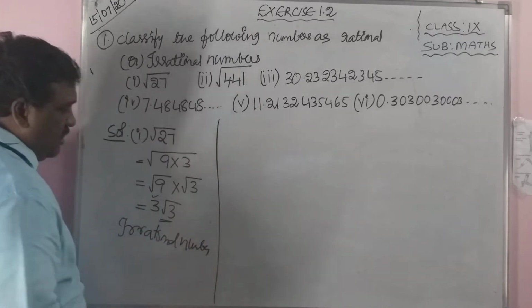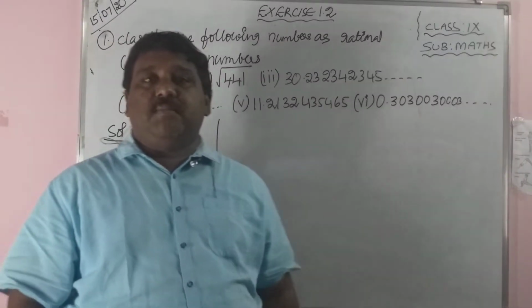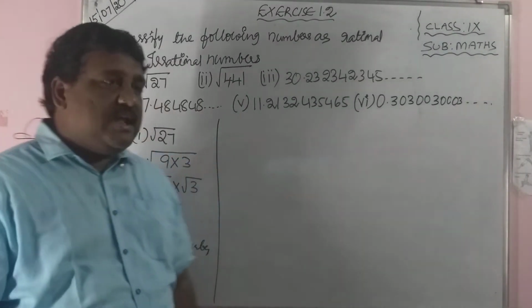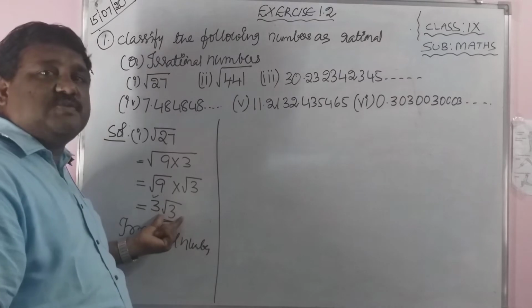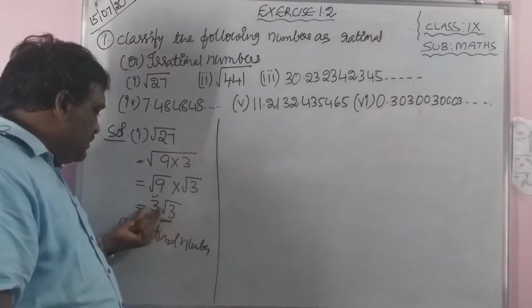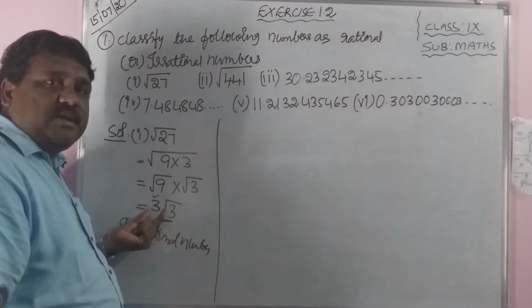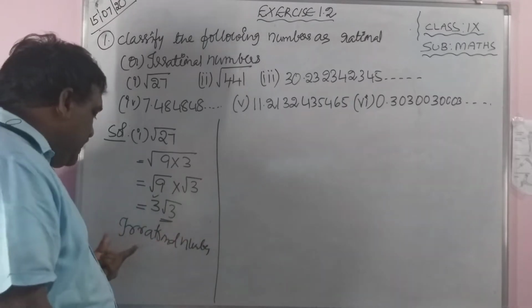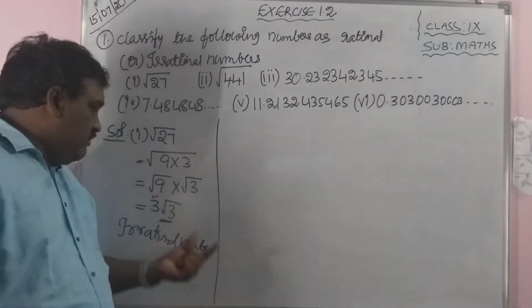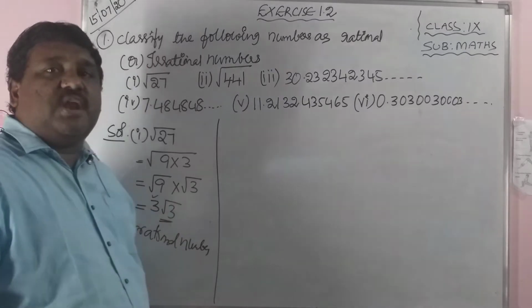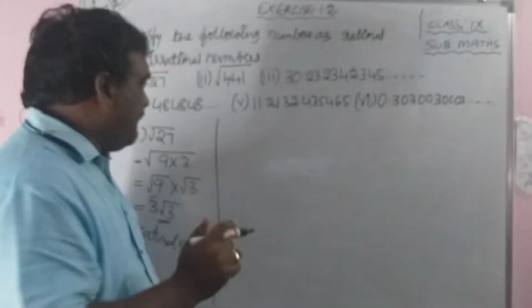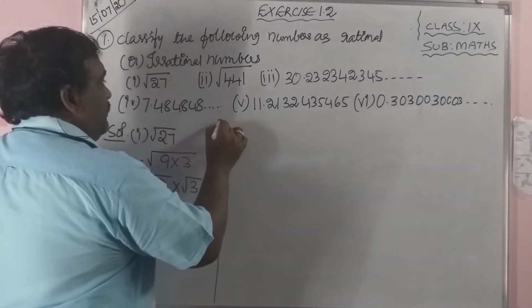So the first one is an irrational number. Why is it an irrational number? Because root 3 is an irrational number, 3 is a rational number, and 3 into root 3 is an irrational number. So when root 3 is there, it is known as an irrational number. Second one, root 441.